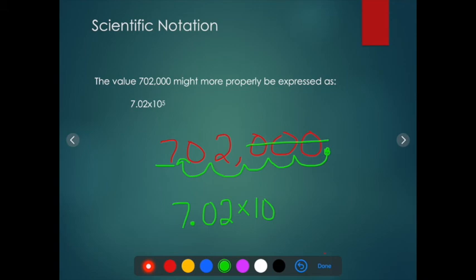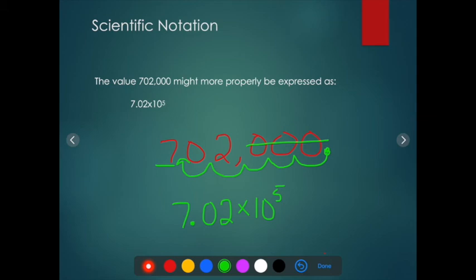And I moved it 5 places, and I moved it to the left, so the exponent is going to be positive 5. So if I move the decimal to the left, I'll have a positive exponent, which means I have a very large number. But if I move the decimal to the right, then I'm going to have a negative exponent, which means I have a very small number.